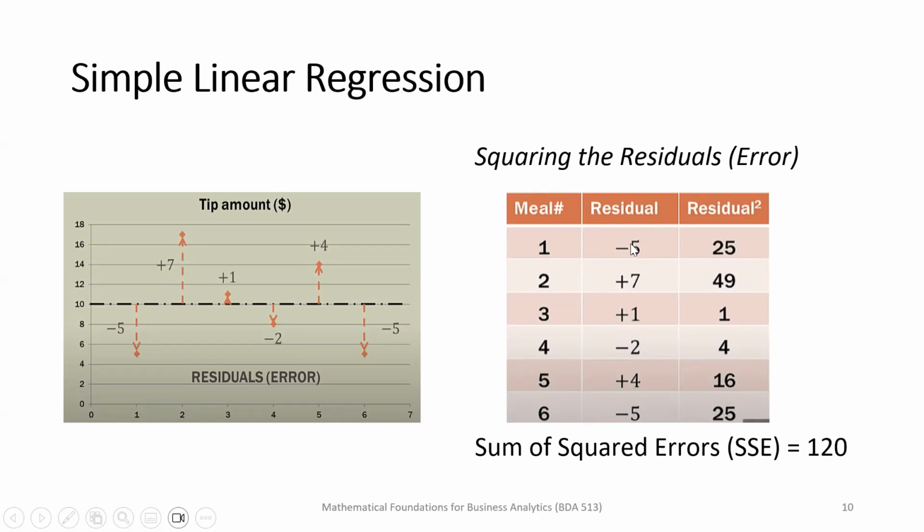It's just the residuals, the errors. We square all of them and then we add them up. That gives us 120. Any questions on this one? No, please.